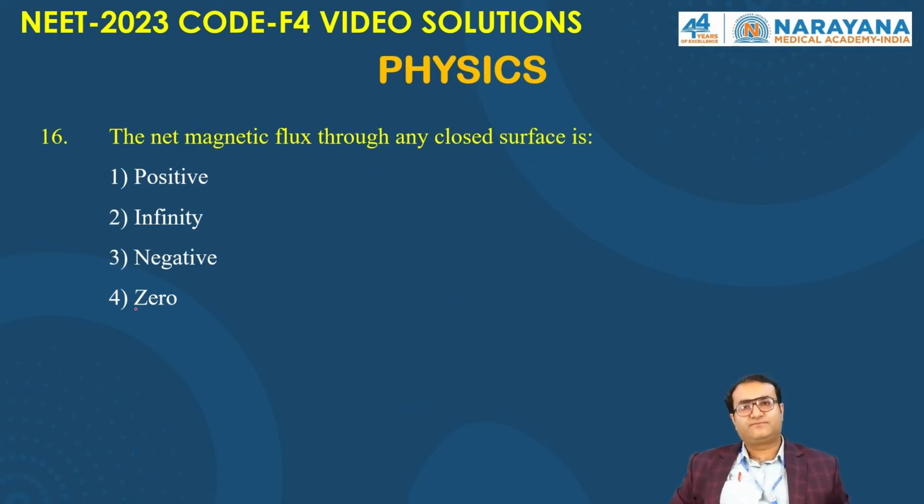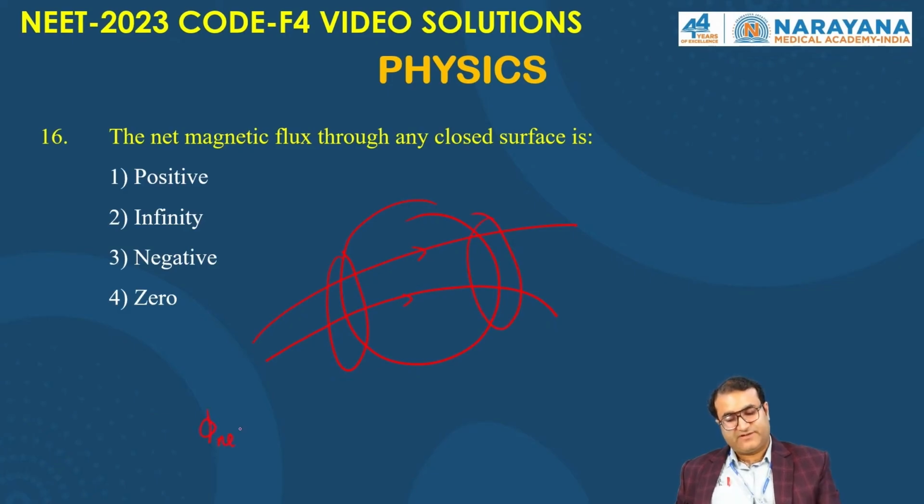Question number 16. Magnetic field lines have a property that they always form closed loops. So when it is a closed surface, once the magnetic field line enters, it has to go out. So net incoming flux should be equal to net outgoing flux. So net flux should come out to be 0. Fourth option is correct for question number 16.